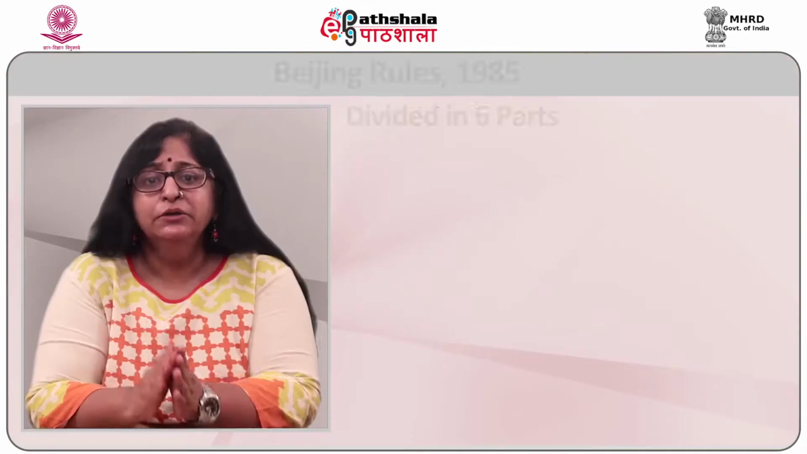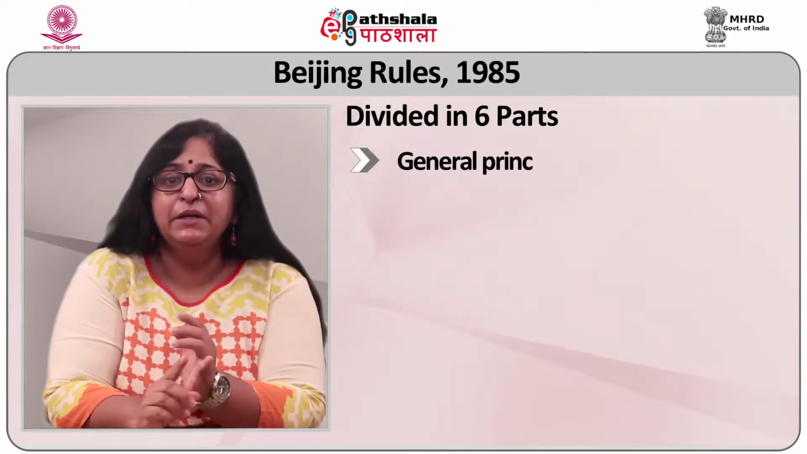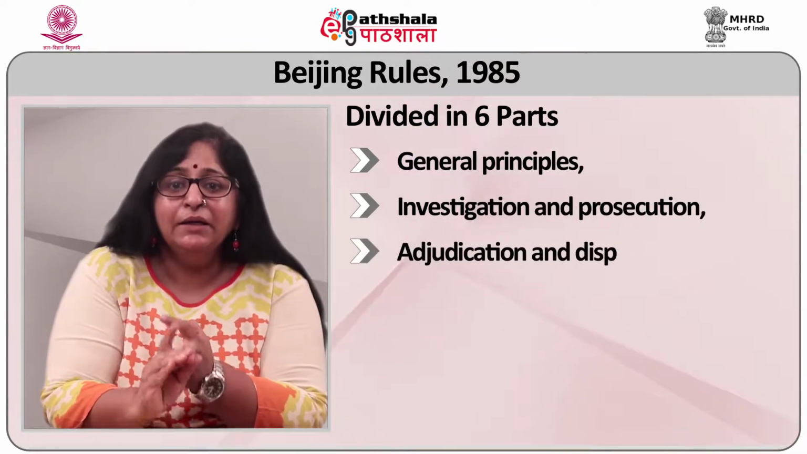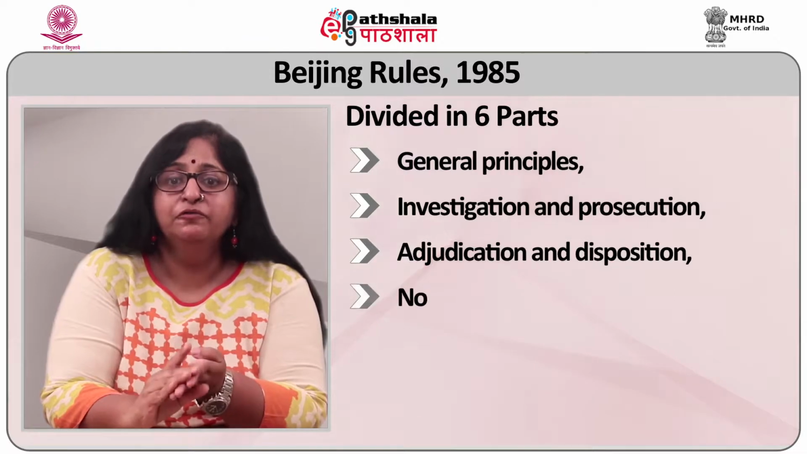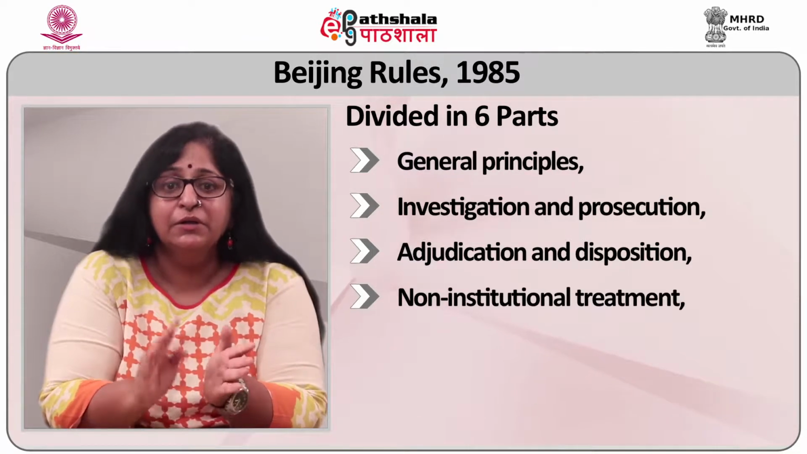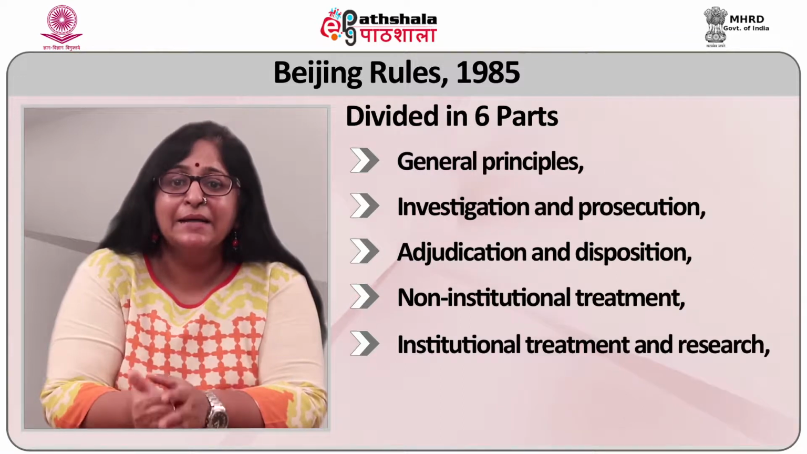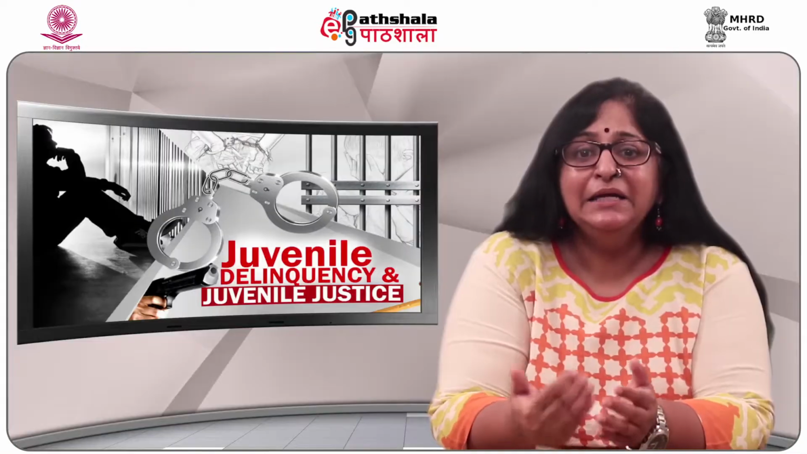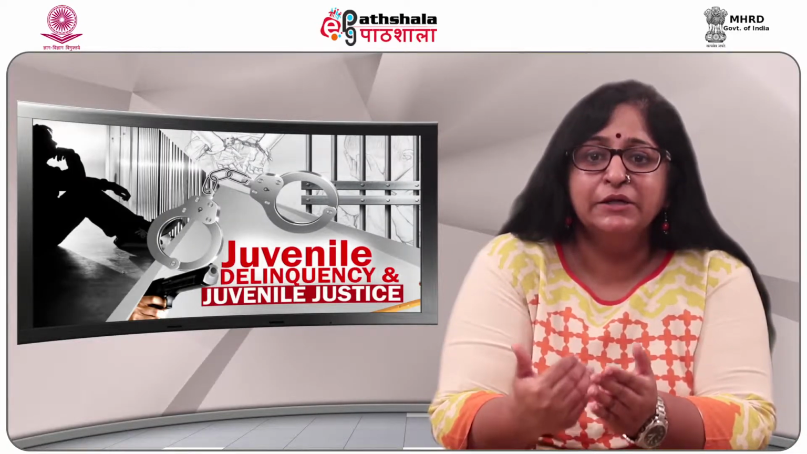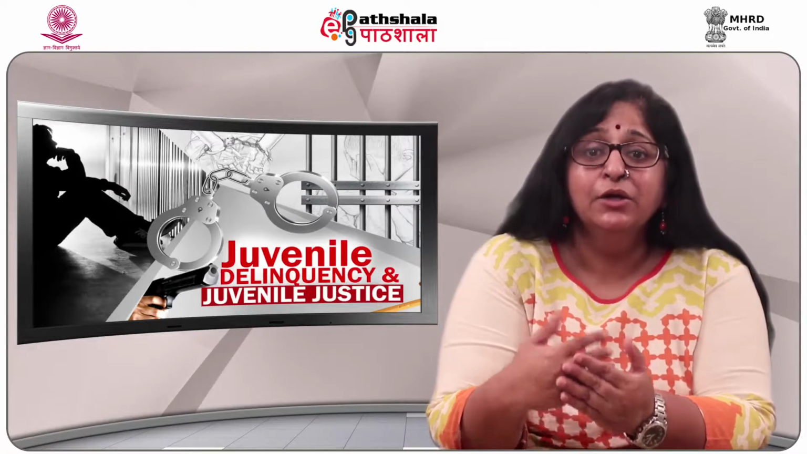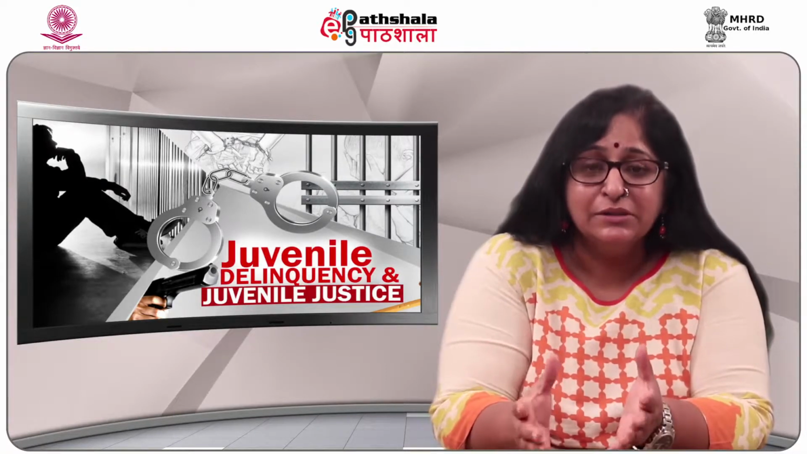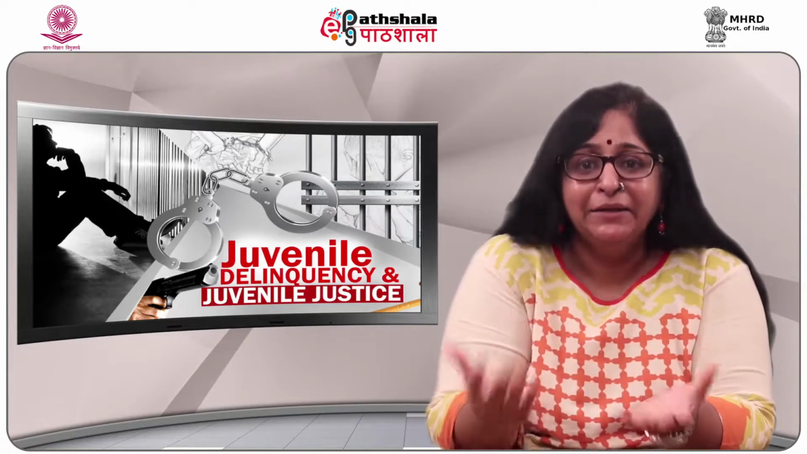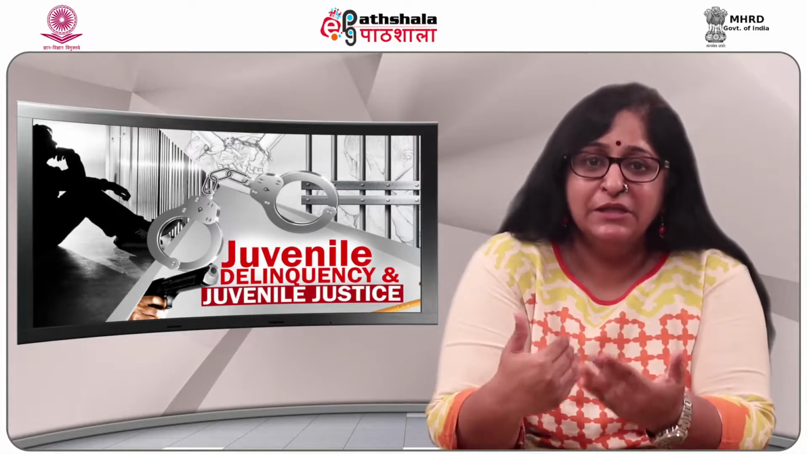The rules are divided into 6 parts, namely general principles, investigation and prosecution, thirdly adjudication and disposition, fourthly non-institutional treatment, fifthly institutional treatment and sixthly research, policy formulation and evaluation. Each of the 6 parts has associated rules. I would suggest that you look at the Beijing rules and read the original text for further details and for a better understanding of the provisions of these standards.